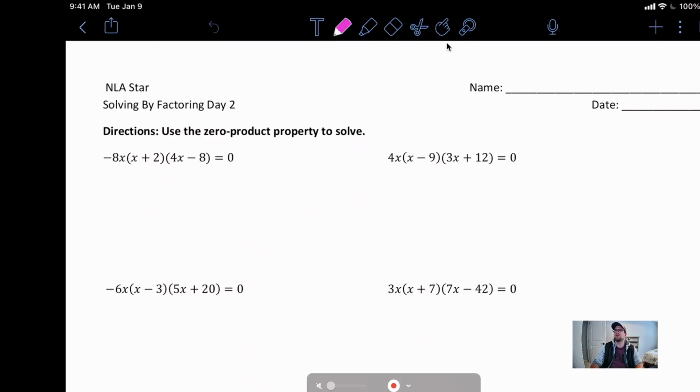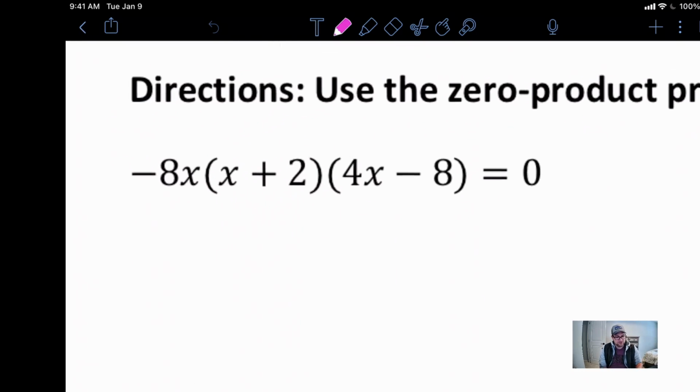Today we are going to talk about how we solve by factoring, and this is going to be our second day doing it. So we're just going to focus on some harder problems today and then give you guys more time to practice and work on your own. So here's our first problem.